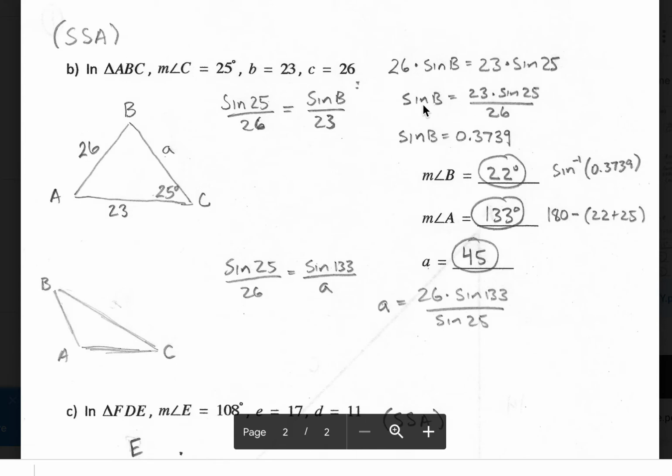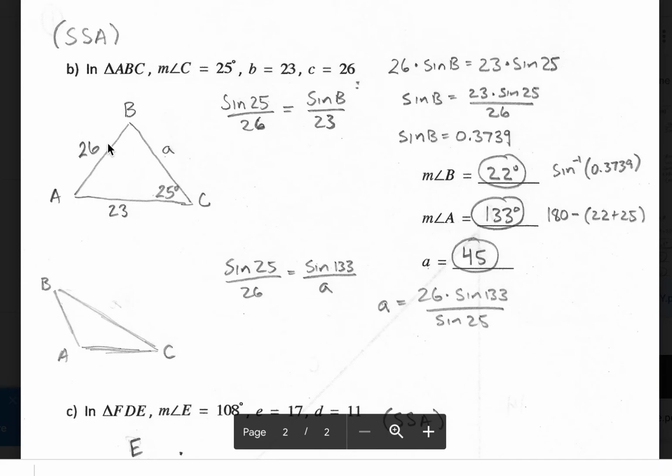representing the value of the sine of angle B, and we can solve for B by doing the inverse of sine. You could do the inverse sine of this mess right here, or you could simplify that down to a decimal form. Try and include at least 3 or 4 decimal points to be as accurate as possible. And then you could inverse sine both sides. So the inverse sine is going to give us the measure of our angle, and it's about 22 degrees.